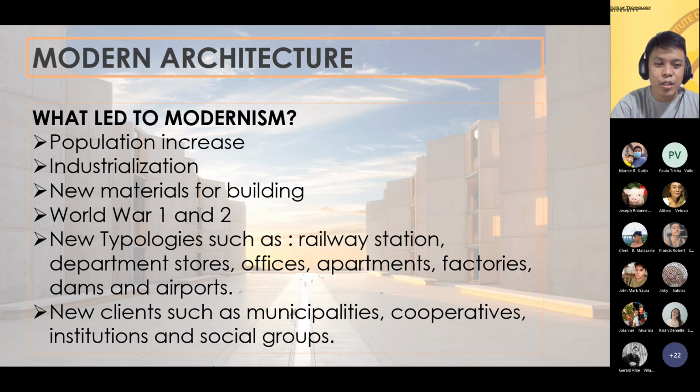And another one, new typologies such as railway stations. Since there are trains, no? We have the department stores because again, nisugod na ang industrialization. We have these offices, apartments, factories, dams, and airports. And lastly, we have the new clients such as municipalities, cooperatives, institutions, and social groups.